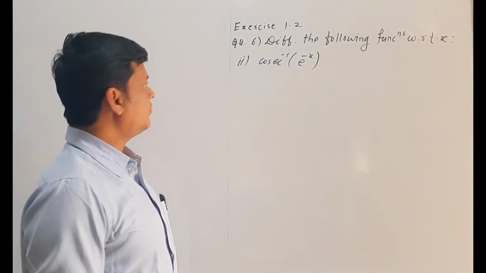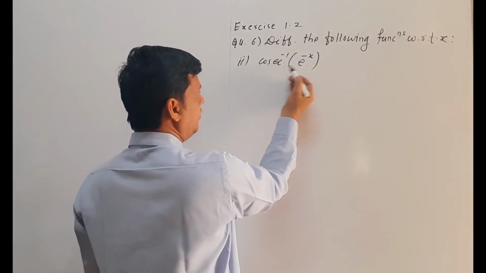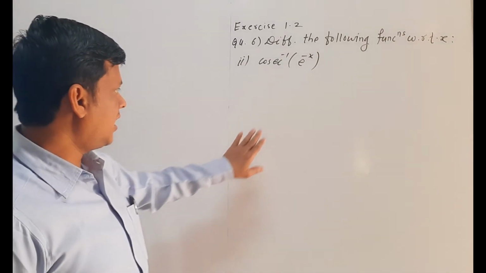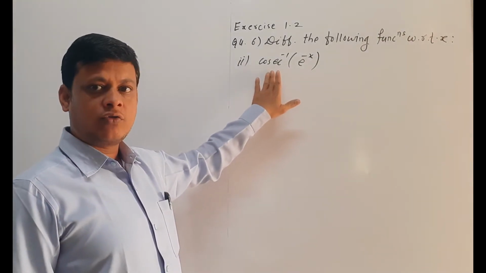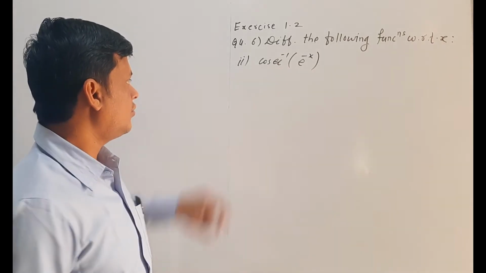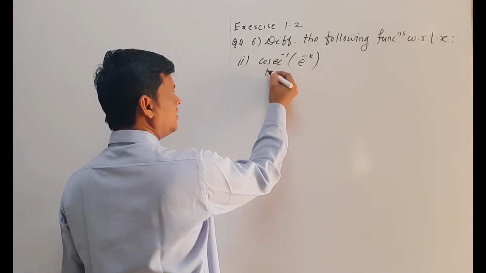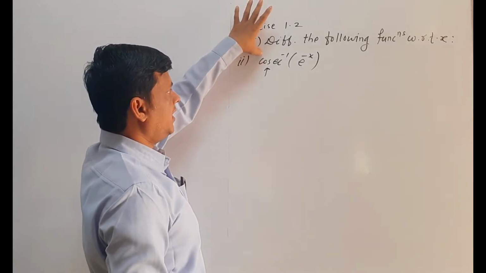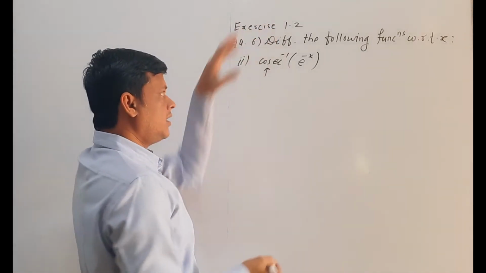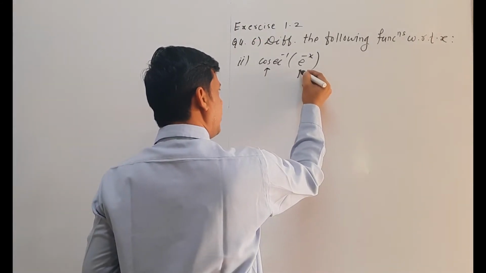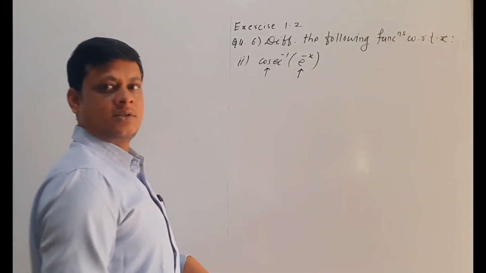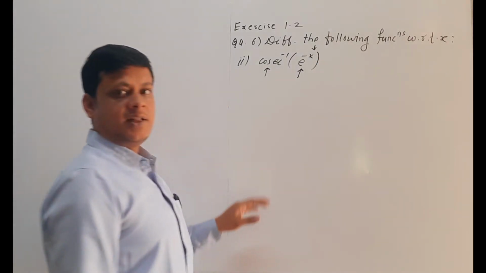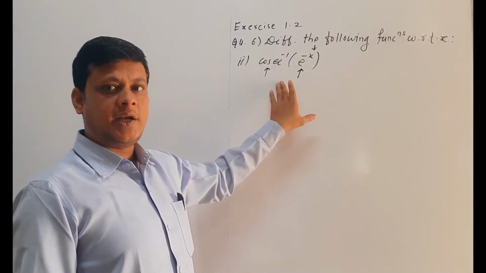Now see the second sub question, cosec inverse of e raised to the power minus x. First we see how many derivatives we have to find in this function. Here cosec inverse is the outermost function, so first we have to find the derivative of cosec inverse. Then we have to find the derivative of e raised to the power minus x. Then we have to find the derivative of minus x. That means we have to find a total of 3 derivatives.